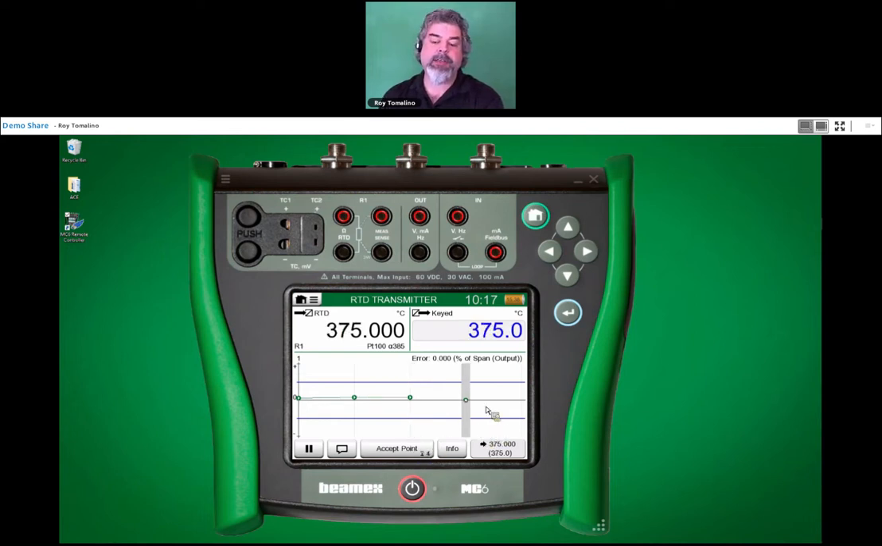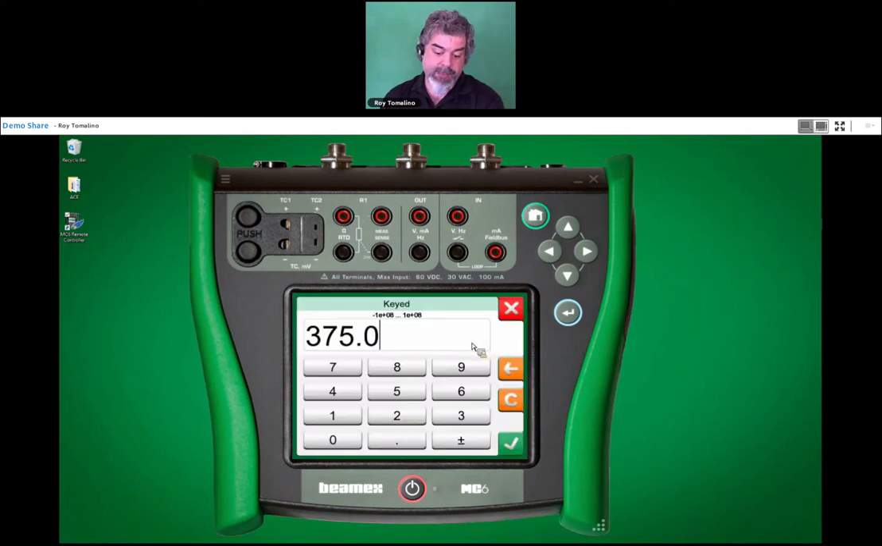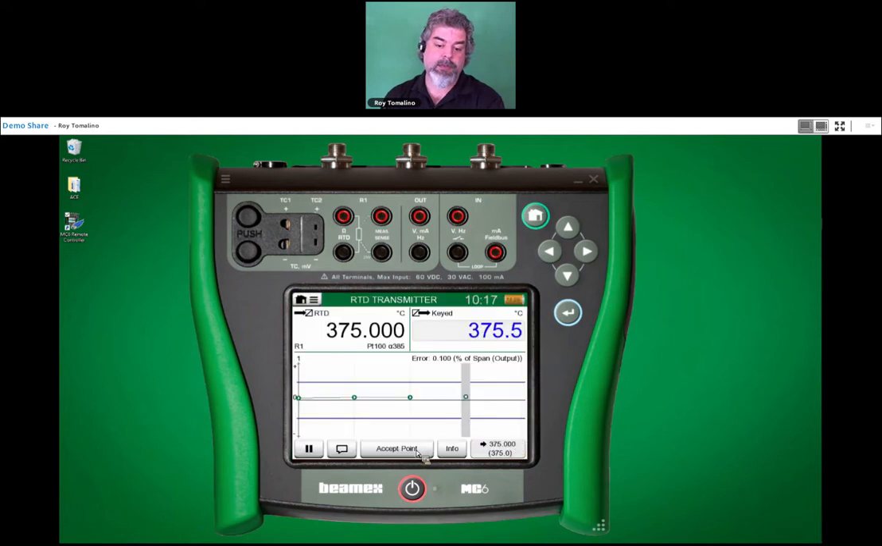I'll accept this point. So again, I'm doing a loop check with a temperature transmitter as the starting point, and the end point is a DCS display. On my display here, I'm getting 375.5. And the final test point is 500 degrees.